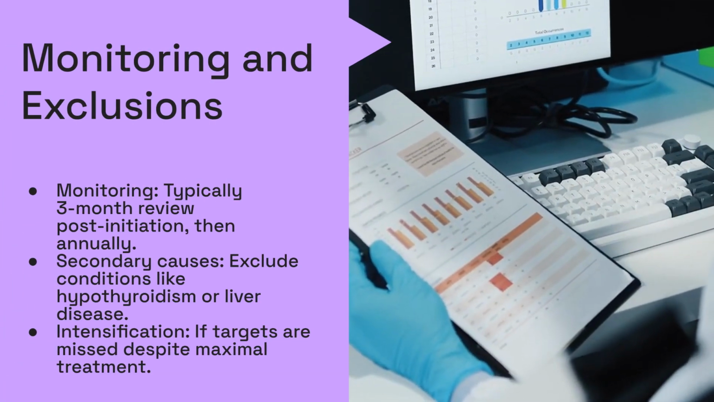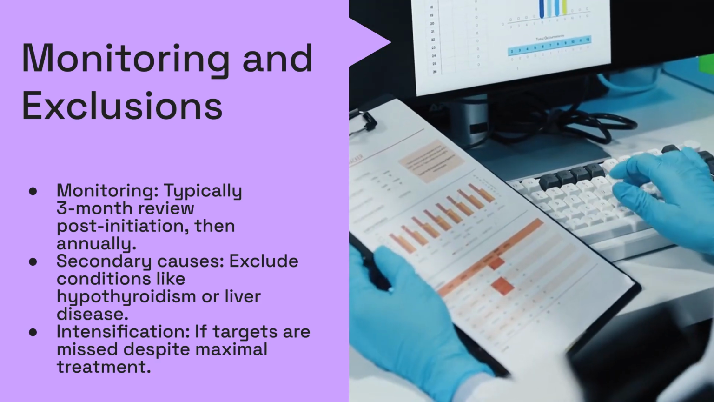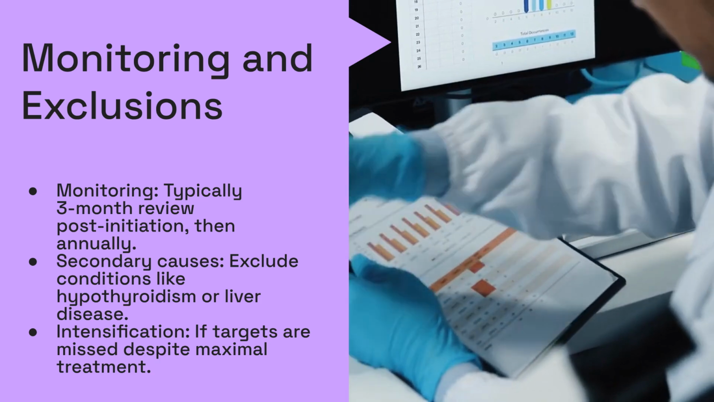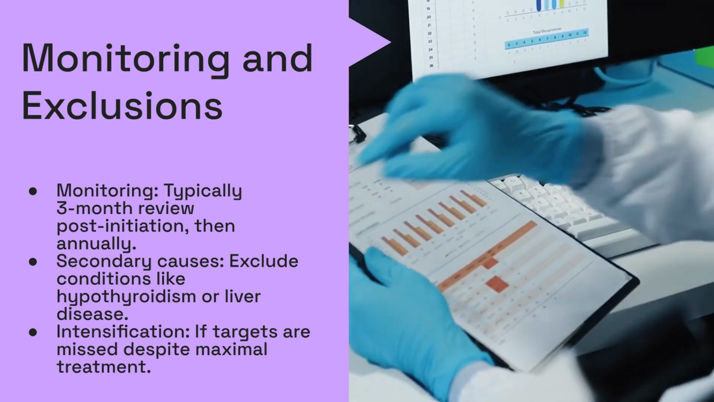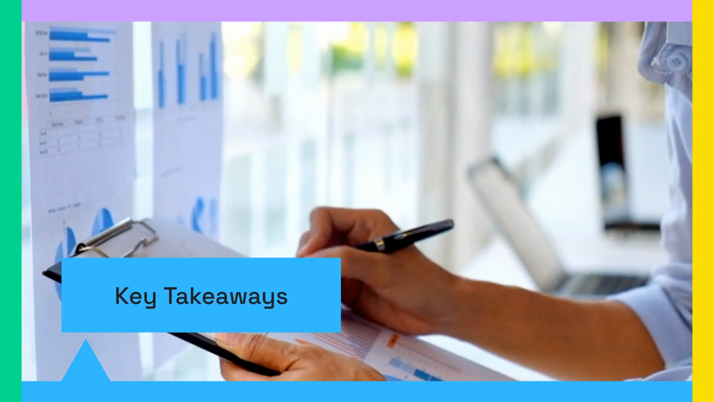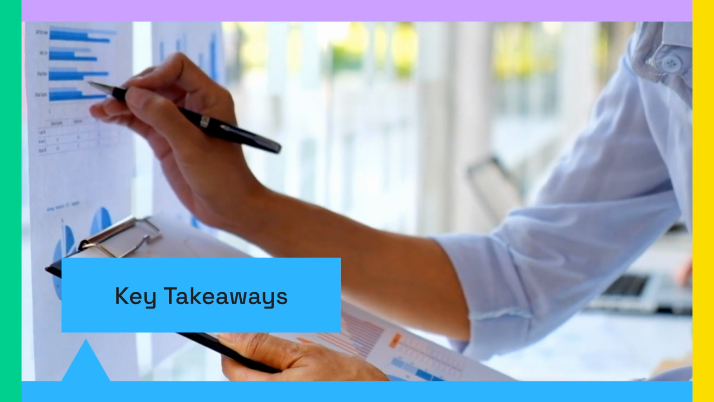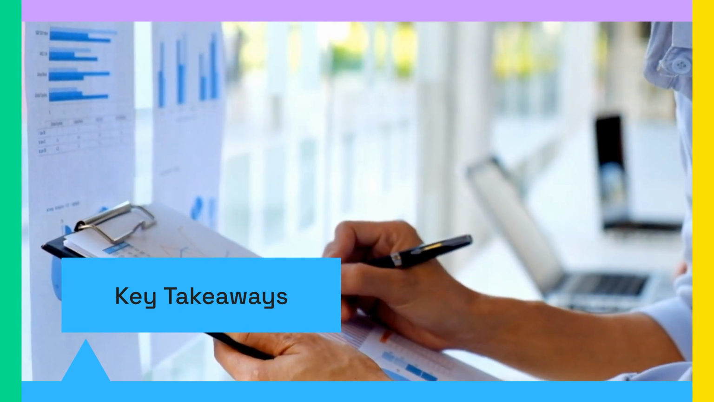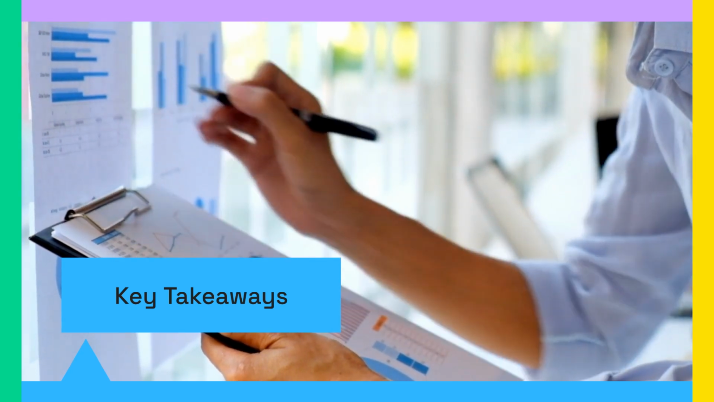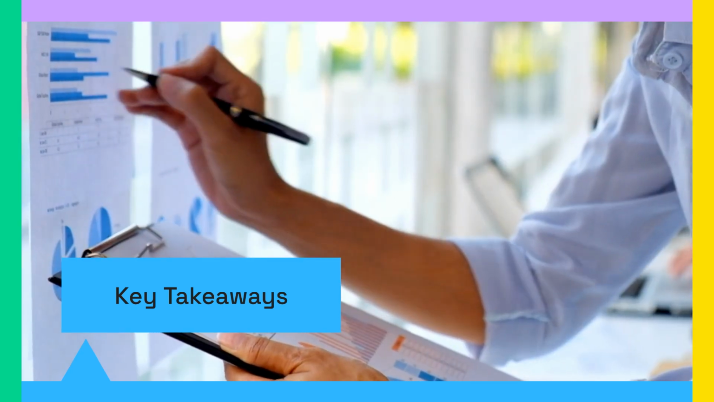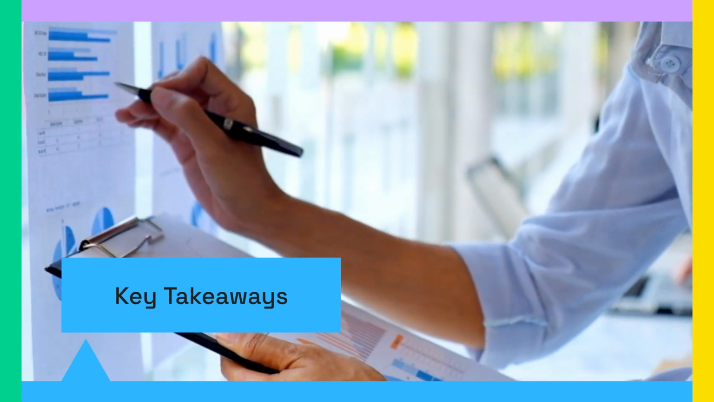Lipid profiles should be monitored 3 months after starting or changing treatment, and then usually annually. Always exclude secondary causes of dyslipidemia and intensify treatment if targets are consistently missed. In summary, interpreting lipid profiles requires combining TC, LDL-C, non-HDL-C, and triglycerides with formal risk assessment, QRISK-3, to guide statin therapy, aiming for at least a 40% non-HDL reduction per NICE guidelines.